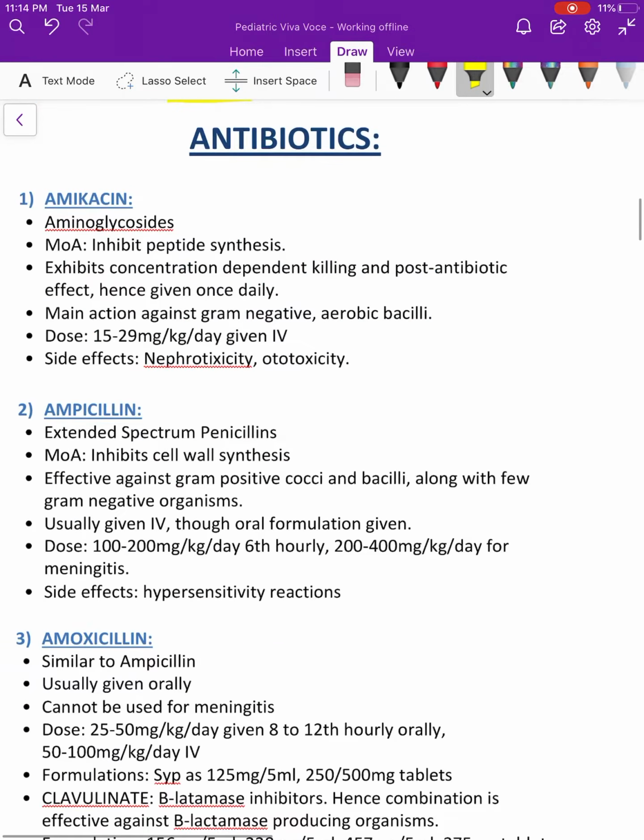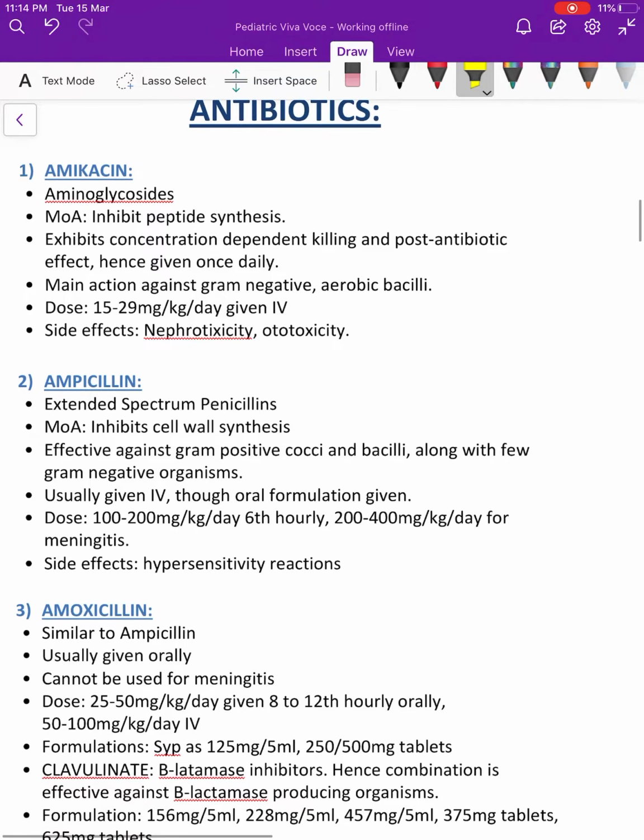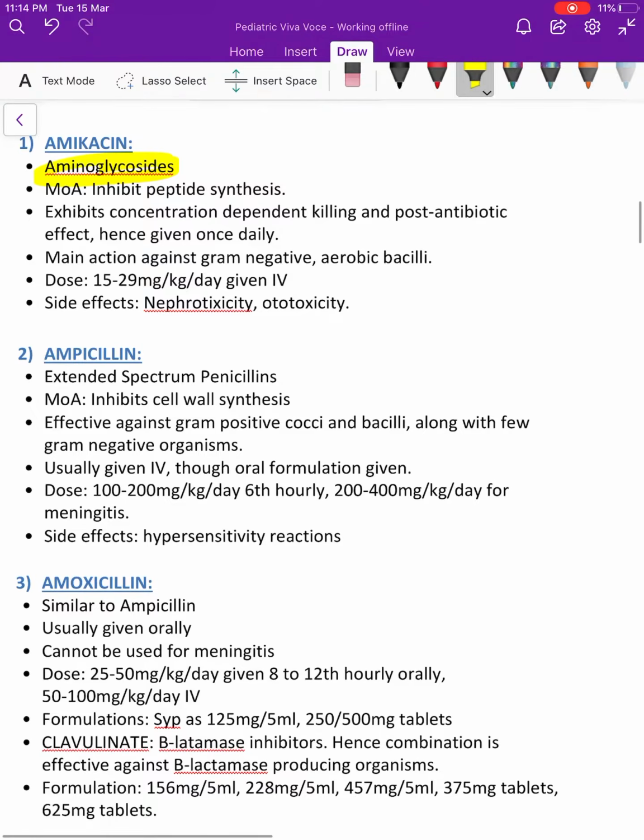Next we will discuss some antibiotics. It's not possible to discuss all the antibiotics, so we will discuss a few of the common antibiotics that are used. First one will be Amikacin. Which class of drugs does it belong to? It's an aminoglycoside. It inhibits protein synthesis, fine.